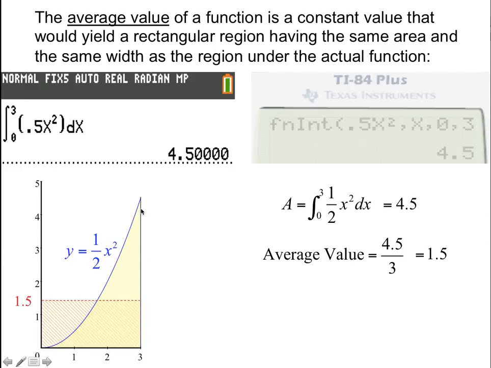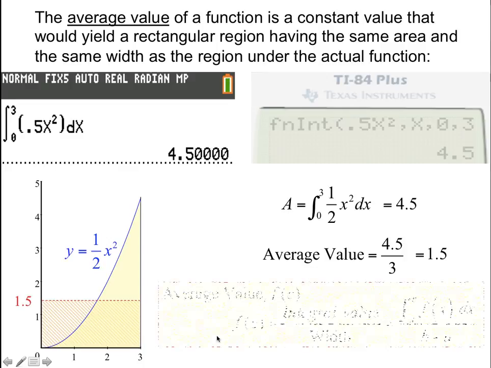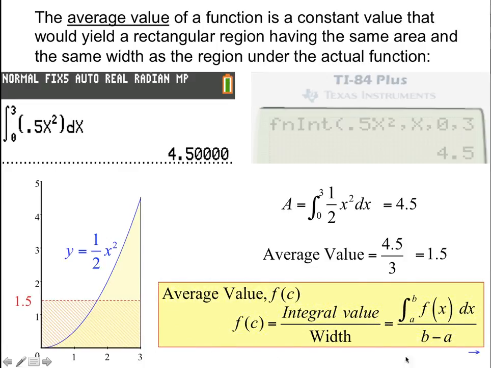Meaning that I should be able to take all of this area above the average value, and dice it up and stick it all in here into this little pocket where we have nothing right now. So here's the definition of our average value. Our average value is the value of the definite integral divided by the width. Here's our definite integral notation, and then here's the width. B minus a just means like 3 minus 0.